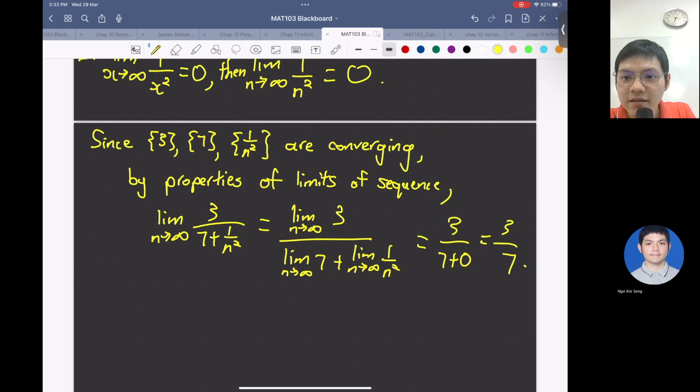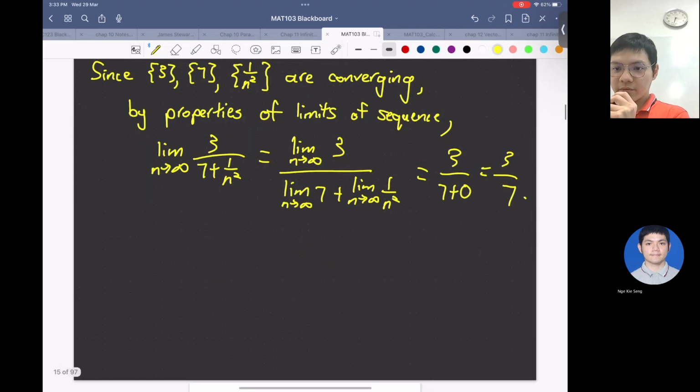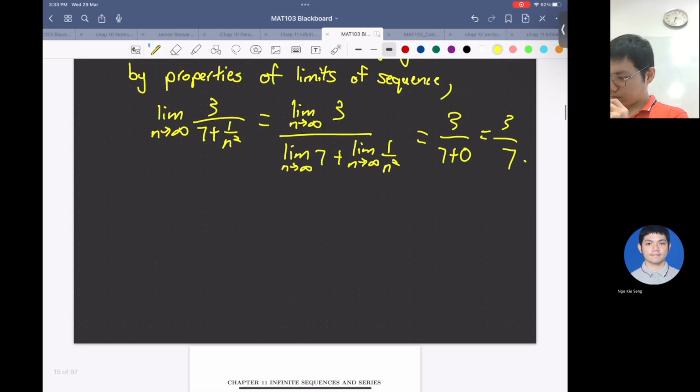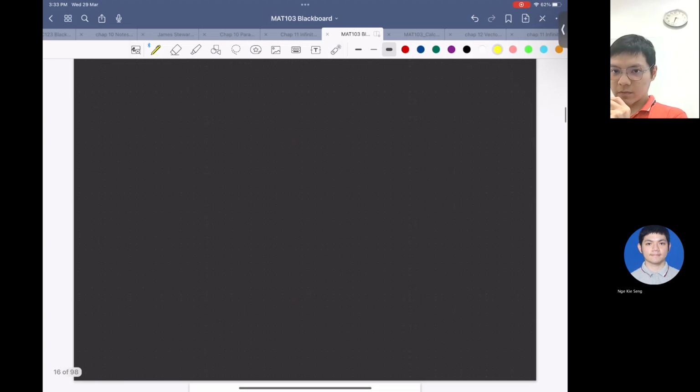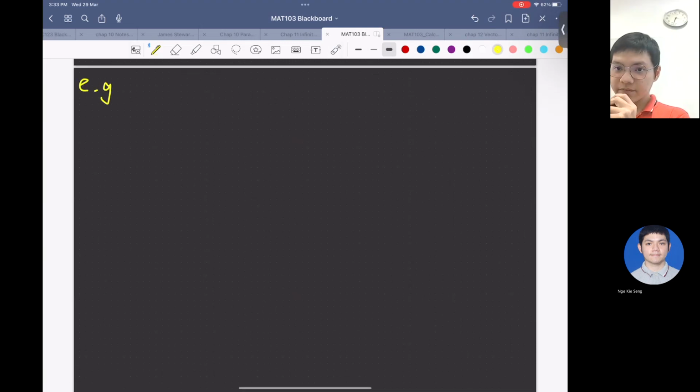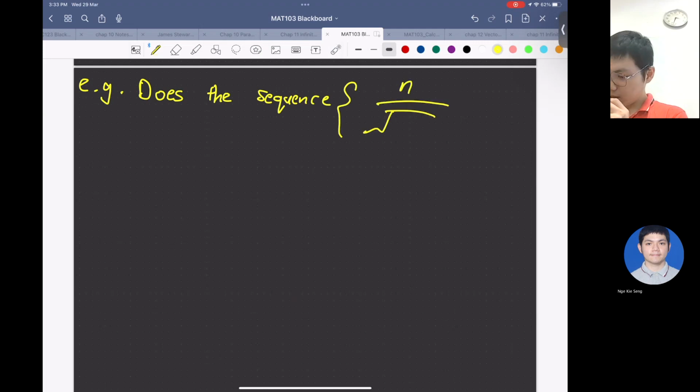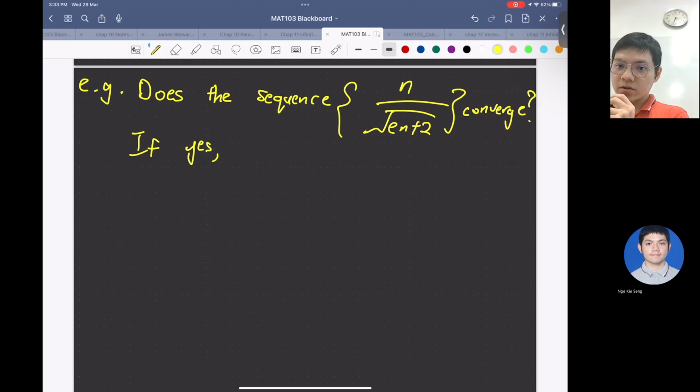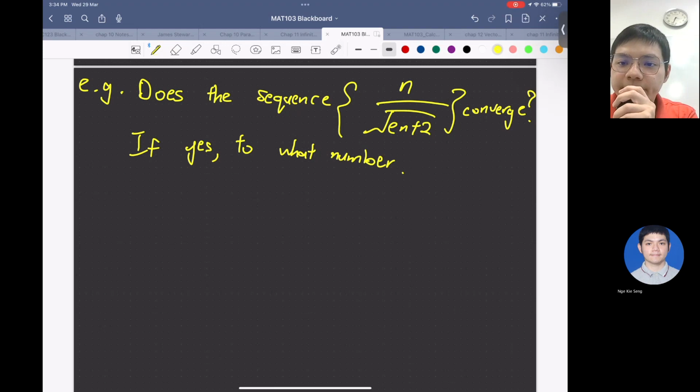Maybe we do one more. So examples. Does the sequence n over square root of n plus 2 converge? If yes, to what number?